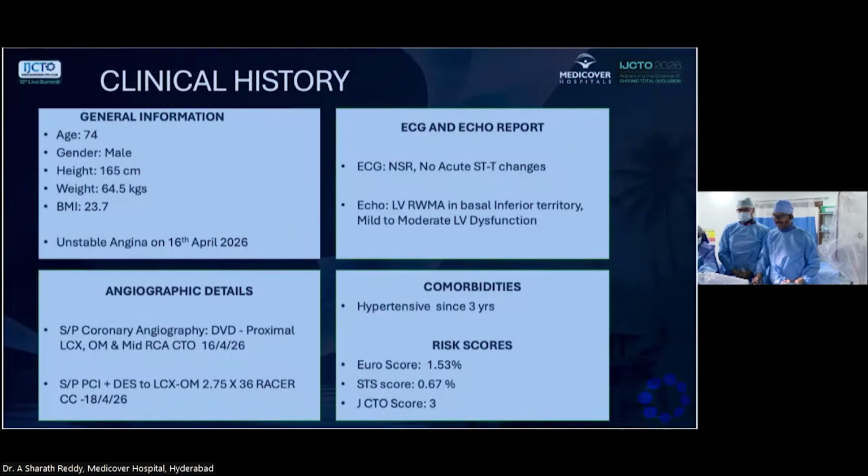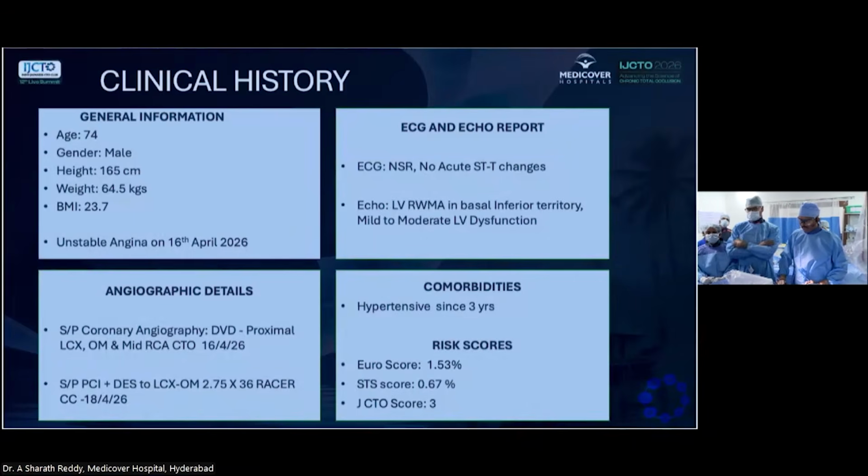So my patient is a 74-year-old male who had unstable angina. I think it's non-STEMI. During that time, both LCX and RCA lesions were identified. The LCX had an 80-90% lesion, which was treated, and the RCA was a CTO then. That's the reason the patient is here today. There were ECG changes, and on echo there is hypokinesia in the inferior territory, and those are the risk scores.